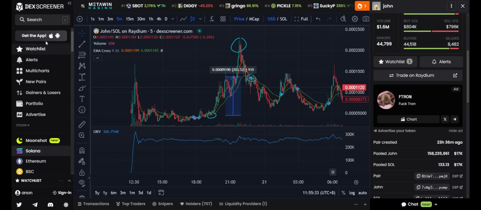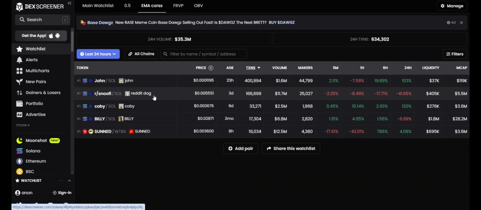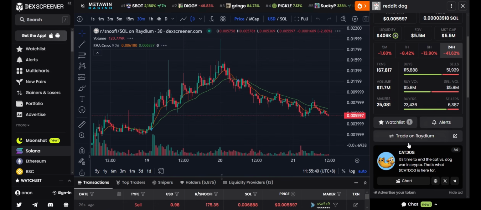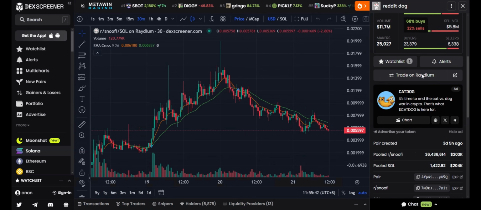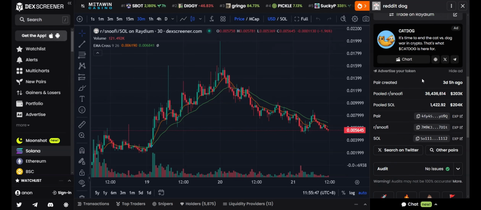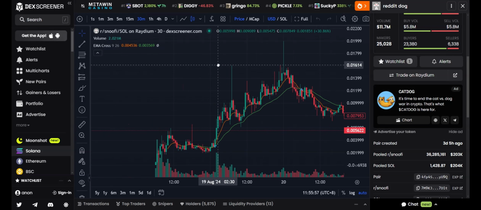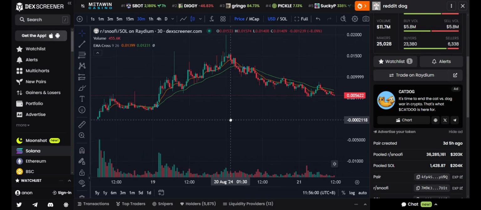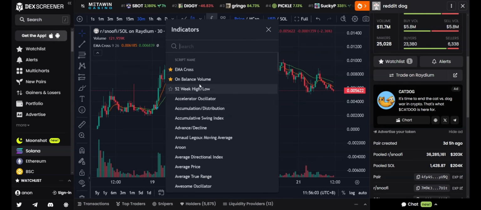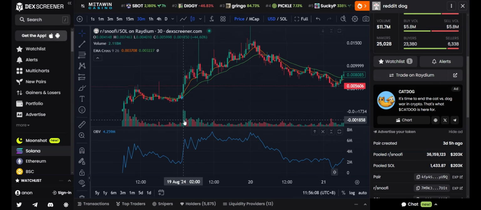Okay, so that's John. Now we're going to look at another one that's a bit older called Reddit Dog. Okay, and this is Reddit Dog here. So as we're going up in time frames, this one's been going for about 3.5 days roughly, let's say. And on Reddit Dog, we're going to be focusing on the 30-minute chart. Okay, so here we are on the 30-minute chart. And we're going to be putting, once again, the OBV on, which loves to disappear. And here we are again.